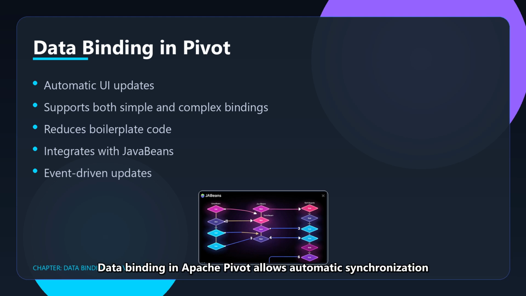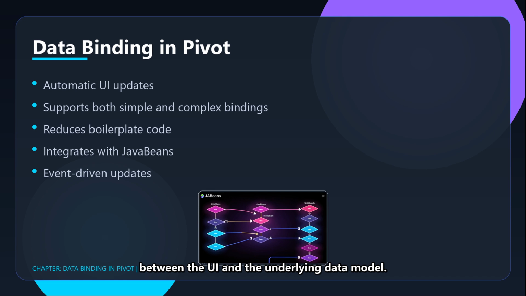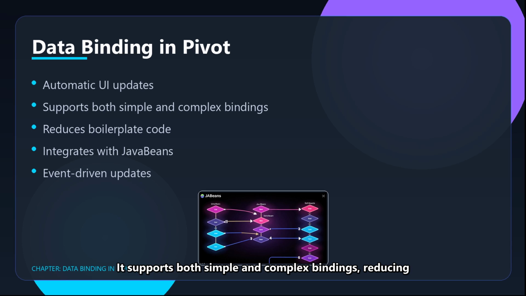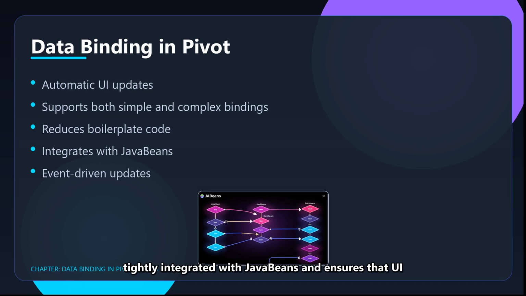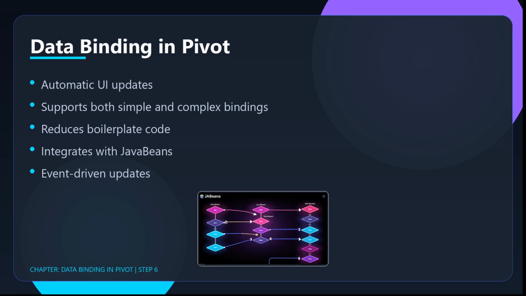Data binding in Apache Pivot allows automatic synchronization between the UI and the underlying data model. It supports both simple and complex bindings, reducing the need for boilerplate code. This feature is tightly integrated with JavaBeans and ensures that UI updates are event-driven and efficient.